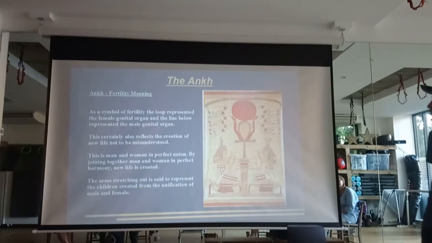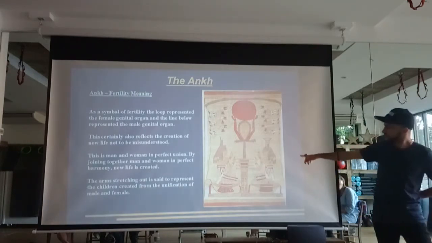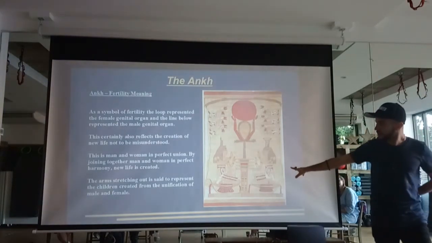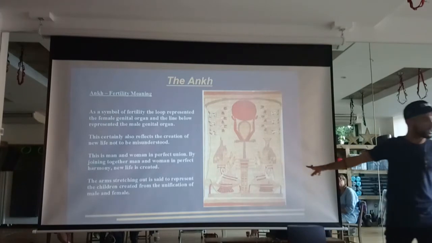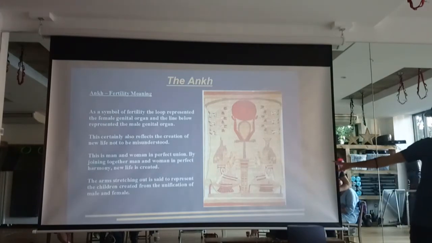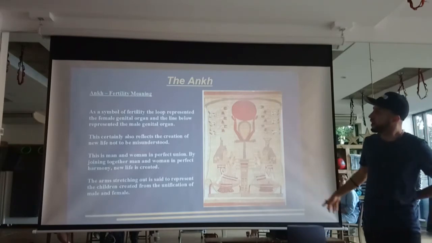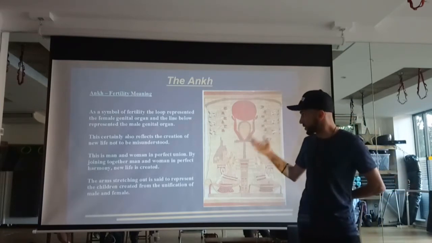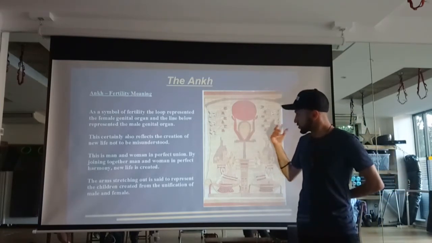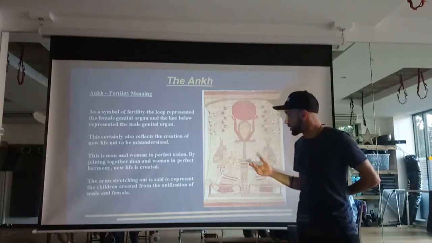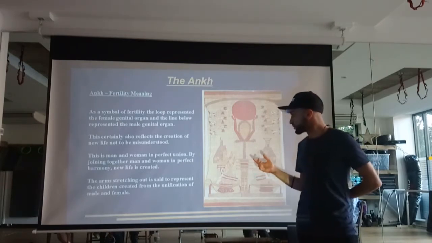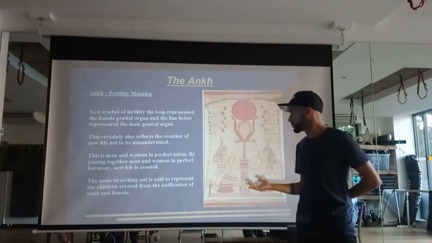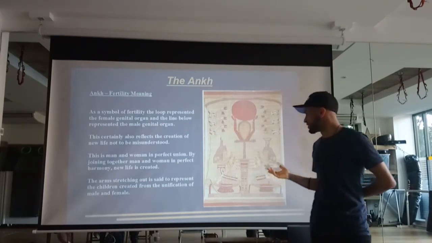So, more on the fertility meaning here, you can see this representation of Osiris ascending, and then you have the two goddesses, or the two queens. We see this symbology as well in Christian symbology. As a symbol of fertility, the loop represented the female genital organ, and the line below represented the male genital organ, as we said before. This also reflects the creation of new life, not to be misunderstood. By joining together man and woman in perfect harmony, new life is created. The arms stretching out are said to represent children.